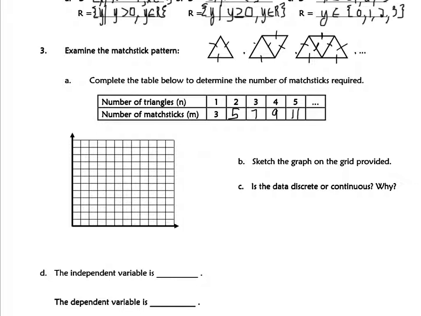So if we sketch this pattern on the graph, our x-axis would usually represent our independent variable, which in this case would be the number of triangles, and then the dependent variable would be the number of matchsticks. It depends on how many triangles are in your pattern. So the number of matchsticks would go on the vertical axis. We'll label the vertical axis with an M and the horizontal axis with an N, and just to space it out a little bit, we'll use 2 blocks to represent 1 unit on the horizontal axis.